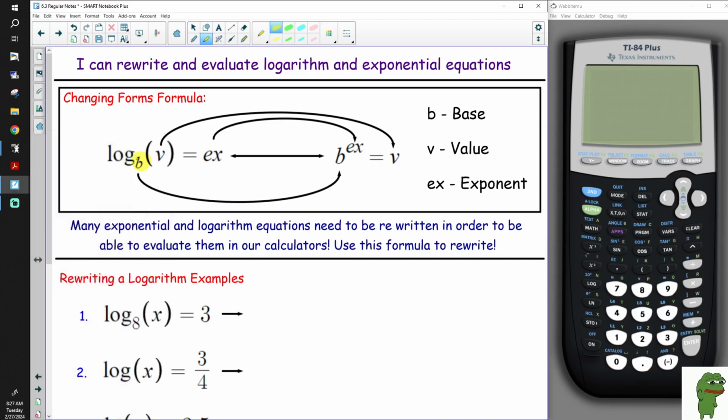Our base becomes what holds the exponent, the big number that has the exponent. The base of a logarithm becomes the base of the exponent. A logarithm is equal to an exponent always, and that exponent becomes the base's exponent. And notice, our log is gone now. We got rid of our log by rewriting it as the base to the power of the exponent, and this is going to equal that inside value.